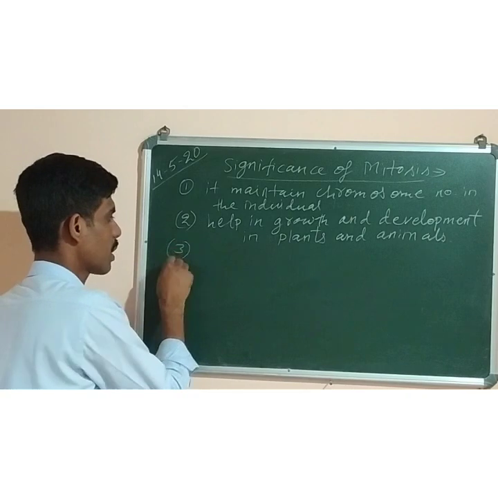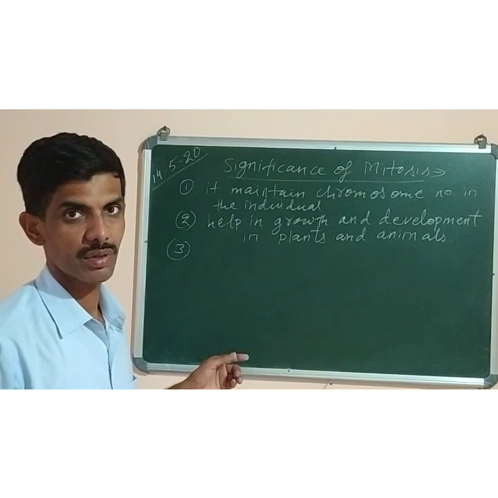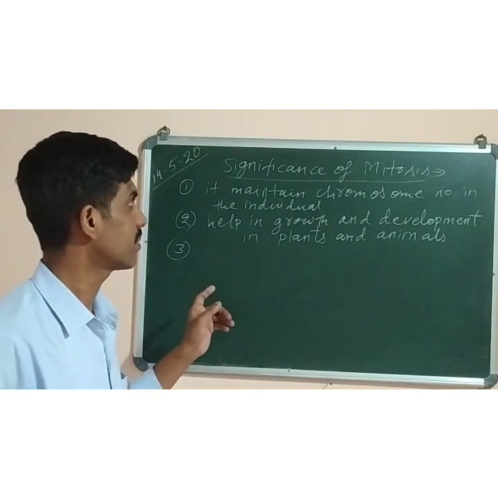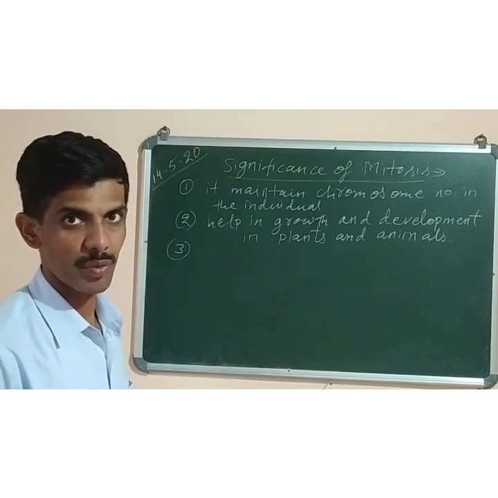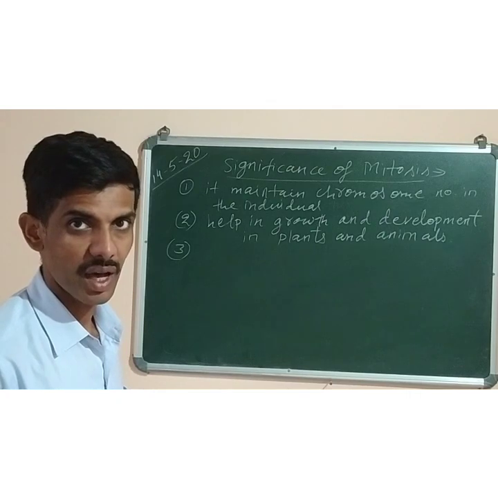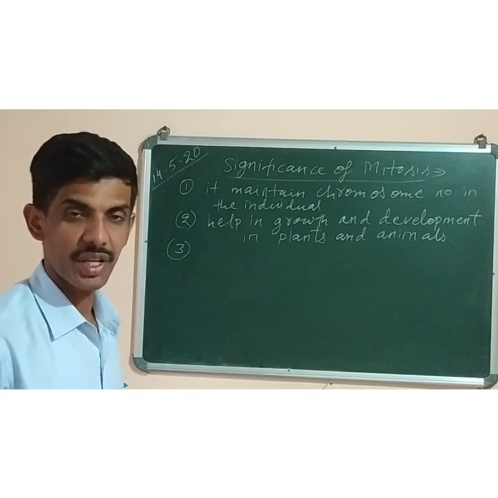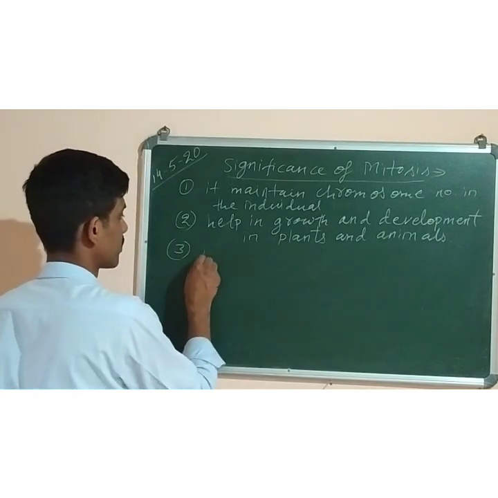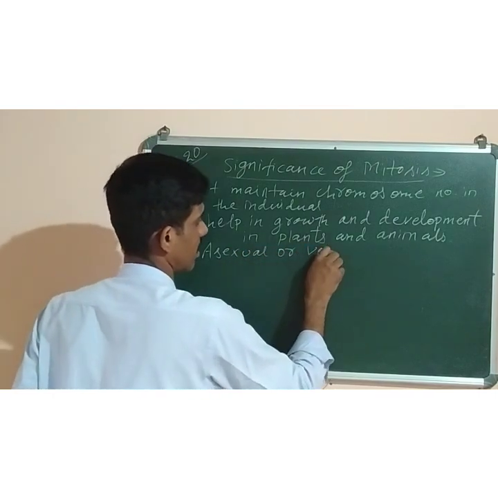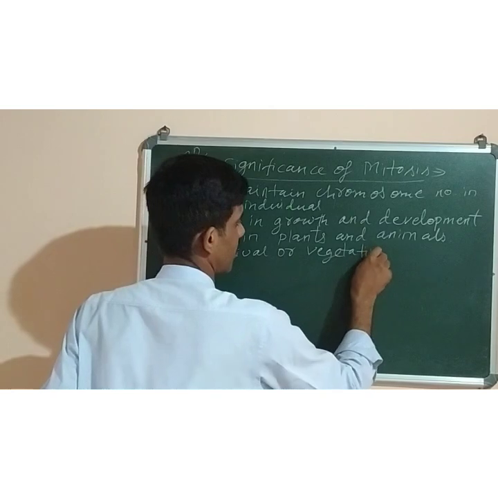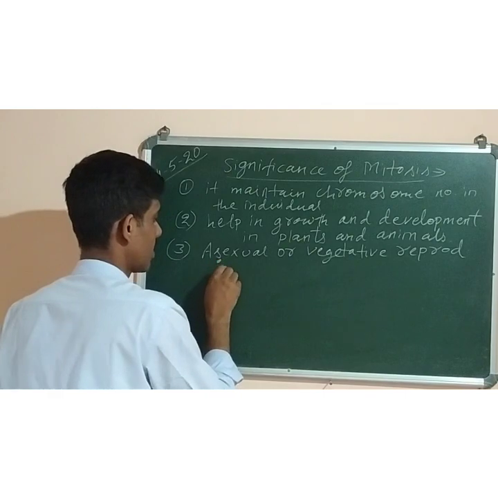And the third point is, many unicellular organisms like amoeba, bacteria, they can reproduce asexually by the method of mitosis cell division only. Directly the cell will divide, and that will result in the formation of two daughter cells, like binary fission in amoeba. So third point you can write is asexual or vegetative reproduction in eukaryotic organisms.